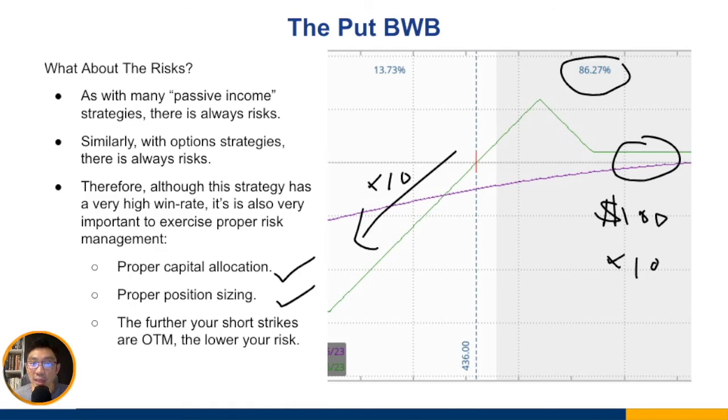And last but not least, for the put broken wing butterfly, as we already know, the risk is on the downside. Anything to the upside, no risk whatsoever. Downside, this is where we will start to lose some money. So one way to reduce this risk even further is to shift this short strike down, right? The more you shift the short strikes further out of the money, the more this lowers your risk and lowers the chance that the market can actually get past your break-even point. All right, guys, so this is the put broken wing butterfly.